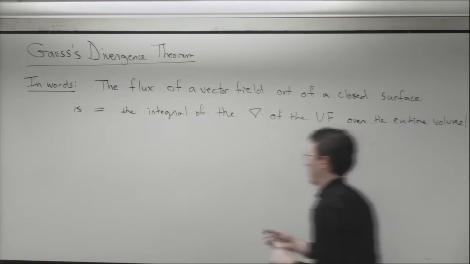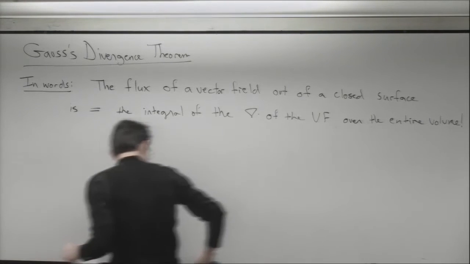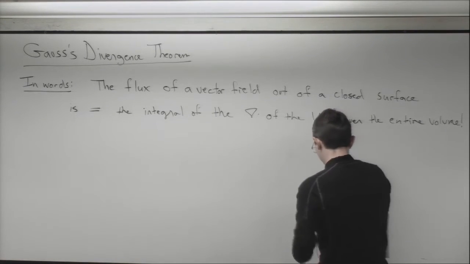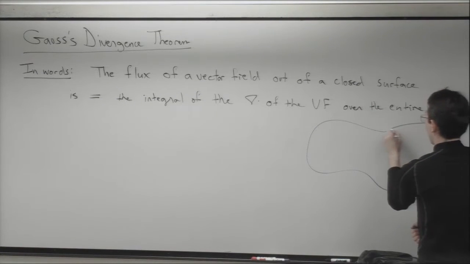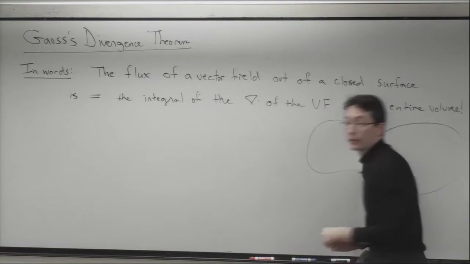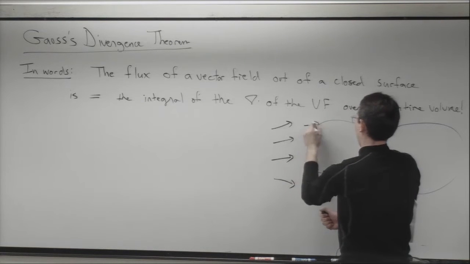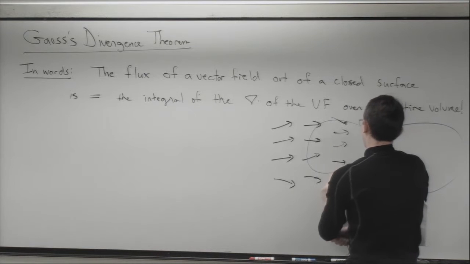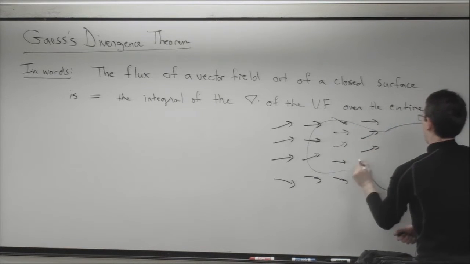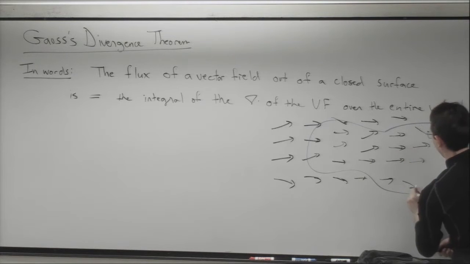I'm going to draw a picture, and then I'm going to write this in math. So let's say that I have some volume, and I have some vector field that's going on in the background, like my velocity field or something like that. The way I always think about this is that I have some vector field like a fluid, and I have some volume of fluid that I'm going to be studying.